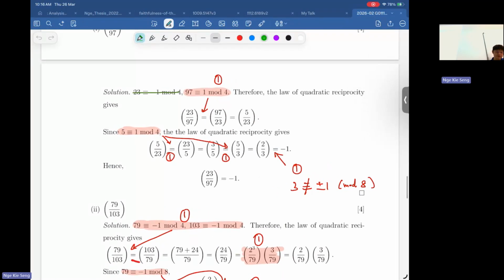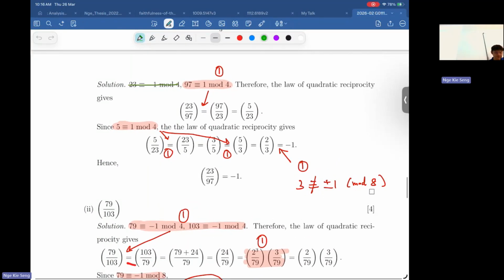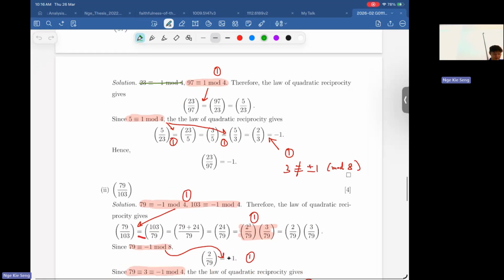Sometimes just saying law of quadratic reciprocity is not even enough. Why? Because there are 2 conditions in the law of quadratic reciprocity. If you don't specify the reason, most probably you can go wrong. You will use the wrong condition, because it will give you 1 or minus 1 depending on your primes. So you need to be extra careful.